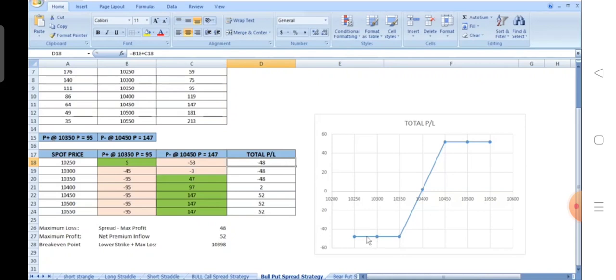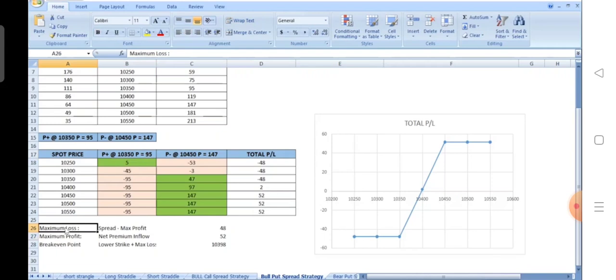As we can also see from this payoff diagram, we have a limited profit of 52 rupees and a limited loss of 48 rupees from this strategy. So how do we calculate it? The maximum loss we incur is spread minus maximum profit. And what is the maximum profit? Maximum profit will be the net premium inflow. So the net premium inflow is 147 rupees minus 95 as discussed earlier, which comes to 52 rupees.